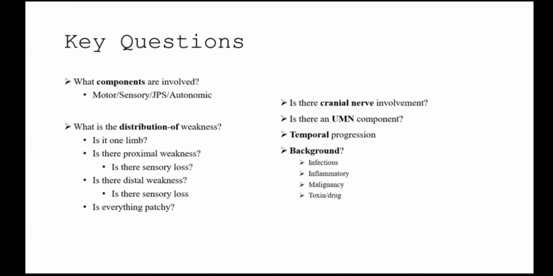The third question we ask is, is there cranial nerve involvement? Then is there upper motor neuron involvement? Then of course we ask the patient how long it took for the disease to progress. Lastly, we take a little bit of background history. We ask whether there is any infectious or inflammatory etiology, or evidence of an underlying malignancy, and whether there is exposure to toxins or drugs. So this is a concise history and examination, and the questions that we have to ask ourselves in the process.